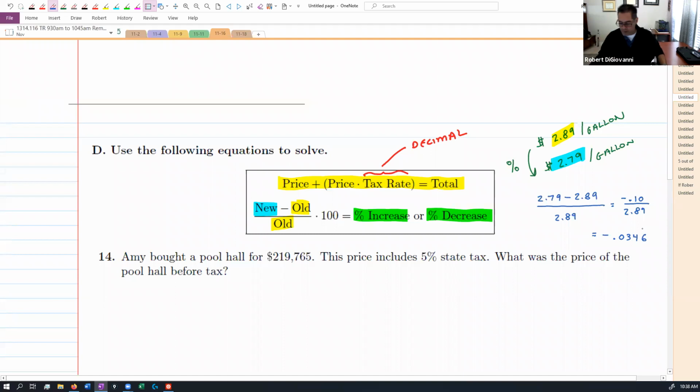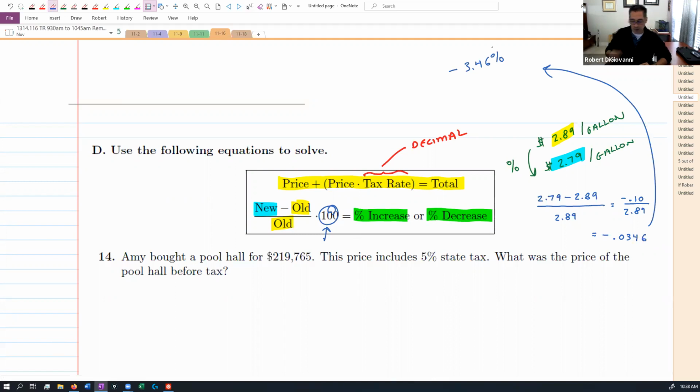Convert that to a percentage by multiplying by 100. That multiplying by 100 is really what moves the decimal point two places over. So if you multiply that by 100, you should get negative 3.46%. The negative tells you that it decreased, the price went down. If it were a positive answer, that tells you the price went up. And so it's about a 3% decrease in the price of gas. Next week, it'll probably go up 8%, but gas prices fluctuate.